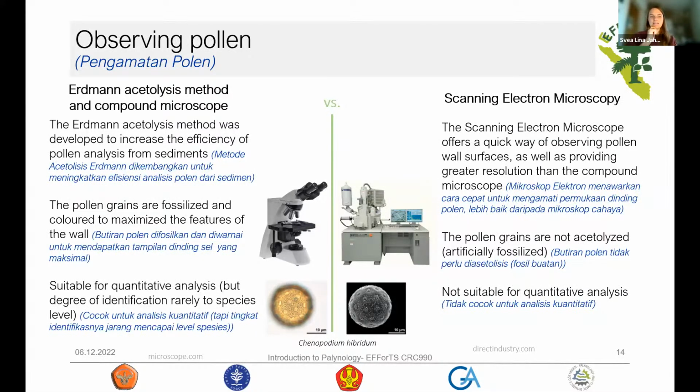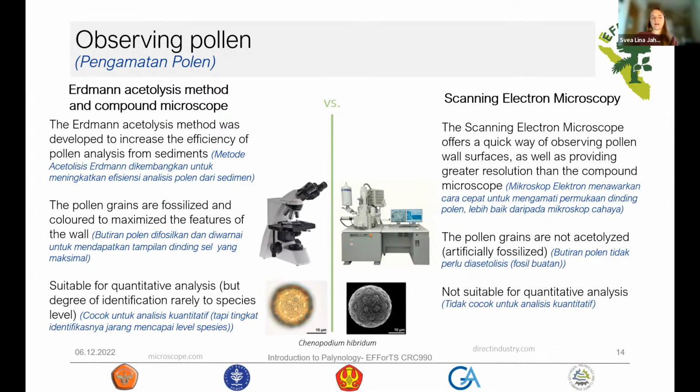So Erdmann acetolysis was basically a method to increase the efficiency of pollen analysis, for example, from sediment, but here now again also from, for example, modern pollen traps or pollinator organisms. And these pollen grains here are basically artificially fossilized. So we remove all the organic substances on the surface of the pollen except the sporopollenin, and colorize the pollen wall to maximize their features. So we are able to identify certain morphological traits. And this now is suitable for quantitative analysis.